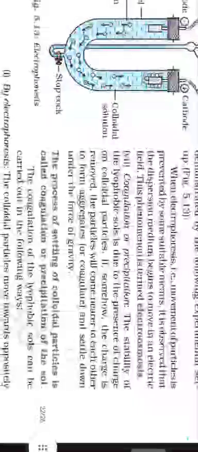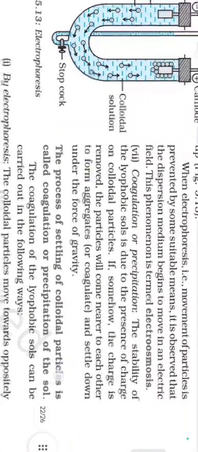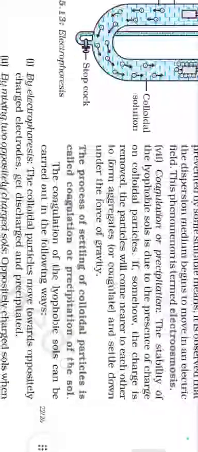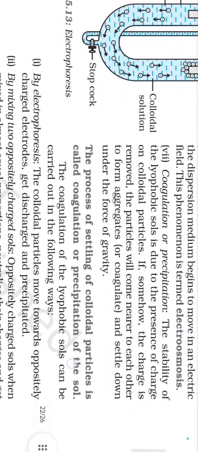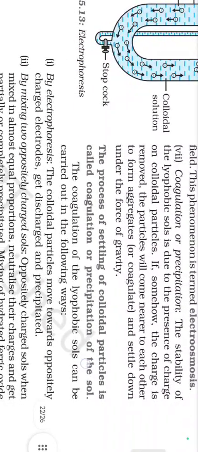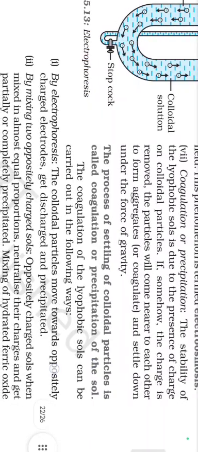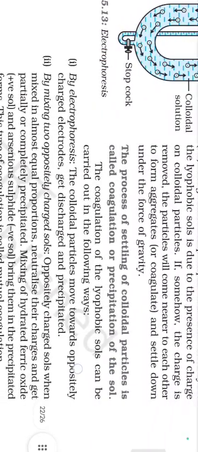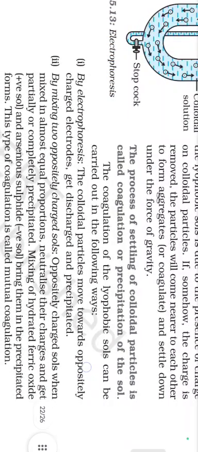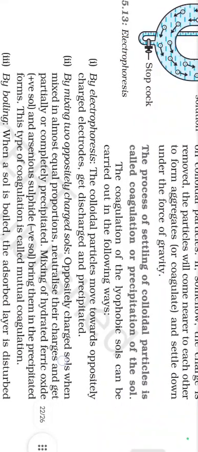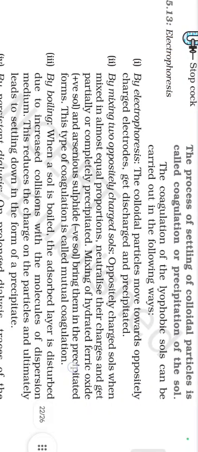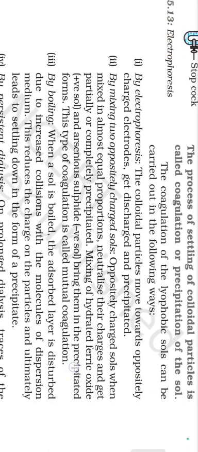When electrophoresis, that is movement of particles, is prevented by some suitable means, it is observed that the dispersion medium begins to move in an electric field. This phenomenon is termed electroosmosis. Seventh, coagulation or precipitation. The stability of the lyophobic sols is due to the presence of charge on colloidal particles. If somehow the charge is removed, the particles will come nearer to each other to form aggregates or coagulate and settle down under the force of gravity. The process of settling of colloidal particles is called coagulation or precipitation of the sol.